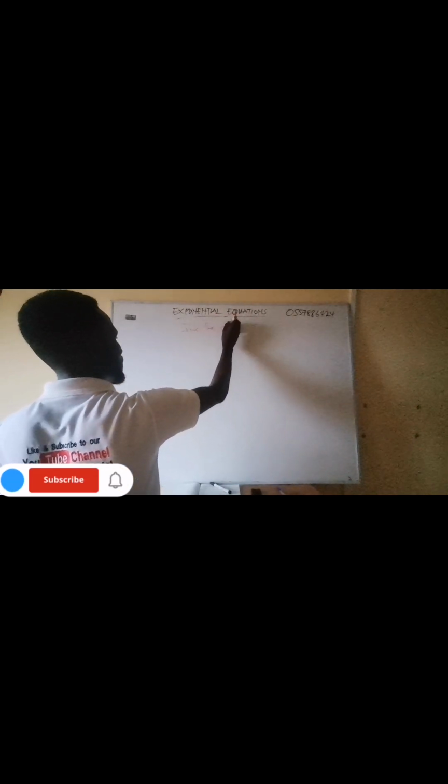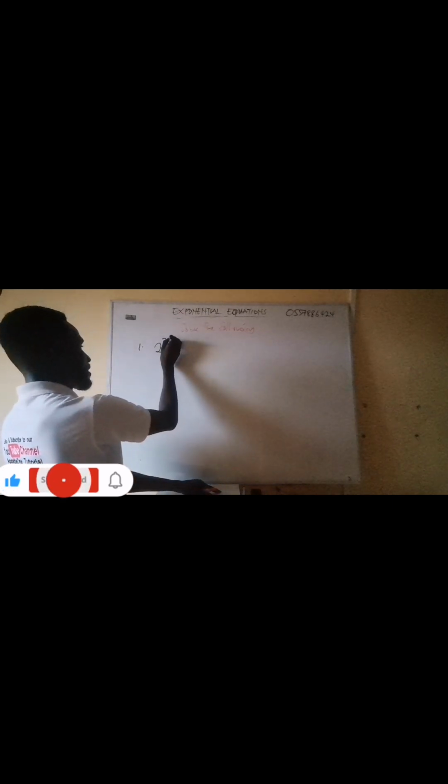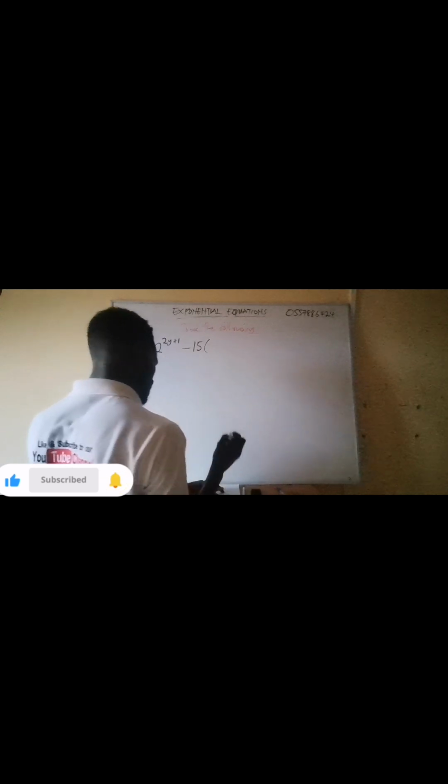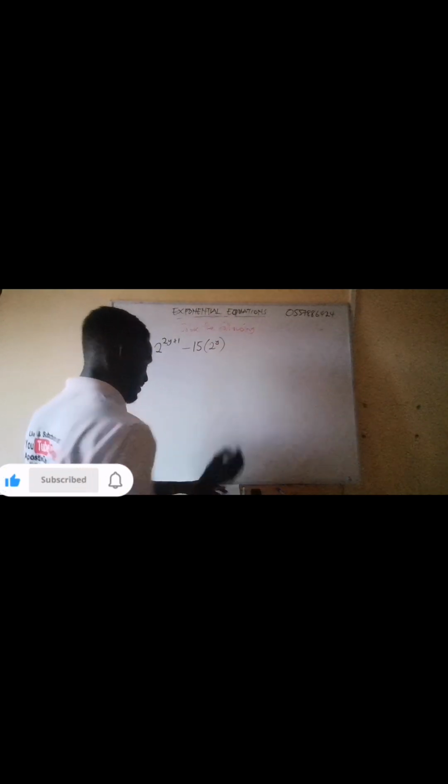Now solve the following. This is a try question. Solve the following. The first one, question 1, I will give you 2 exponent 2y plus 1 minus 15 multiplied by 2 exponent y is equal to 8. We are looking for y.